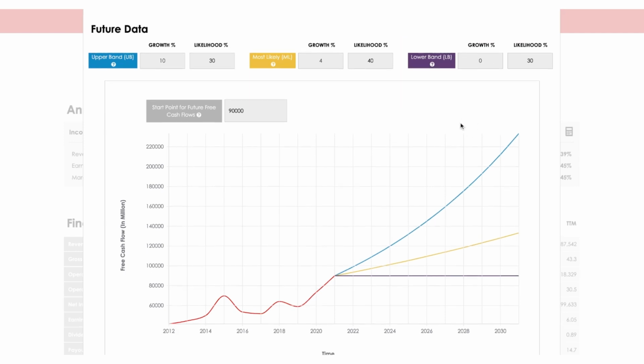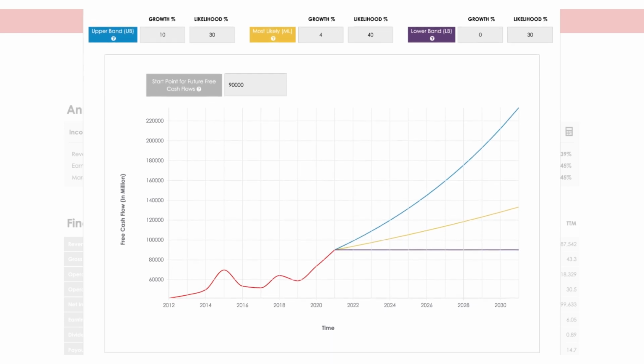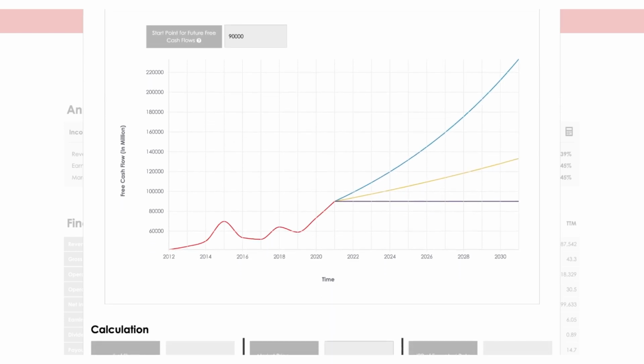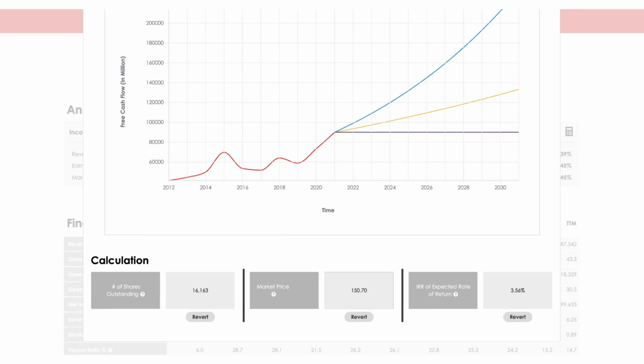With these assumptions entered, we can see our expected rate of return at 3.56%. So this is nothing to write home about by buying the stock today. Let's say we have the same growth assumptions for the company, but we want to know what price we'd have to buy it to achieve a 6% return.